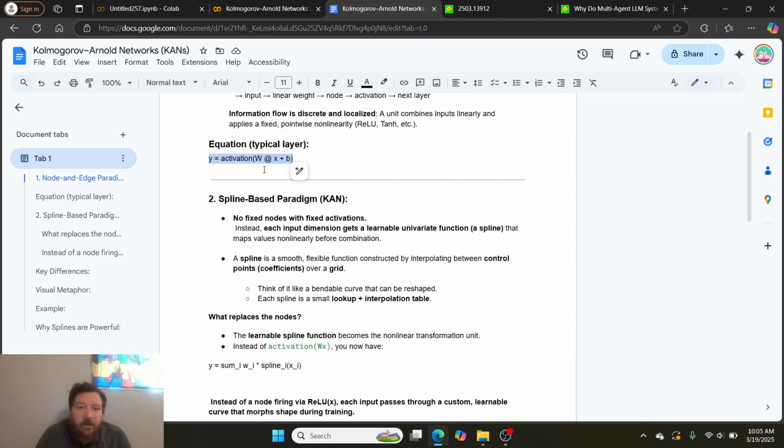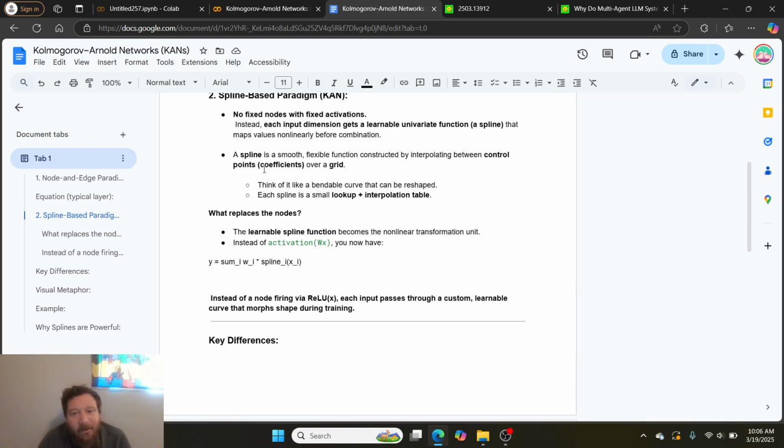Whereas with KANs, there are no fixed nodes with activations. Instead, each input dimension gets a learnable univariate function, called a spline, that maps values non-linearly before combination, but all of the values are linear. A spline is a smooth, flexible function constructed by interpolating between control points or coefficients over a grid. Think of it like a bendable curve that can be shaped. Each spline is a small lookup plus interpolation table. It's a shapeable table that can change shape.